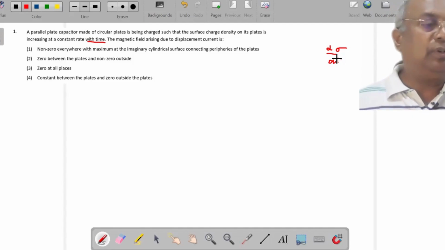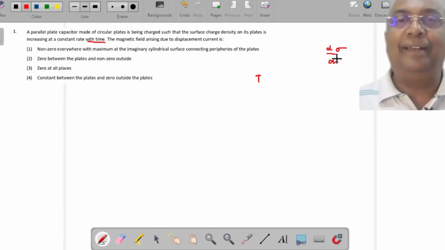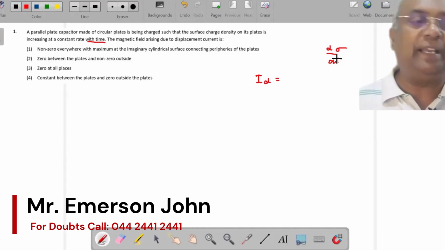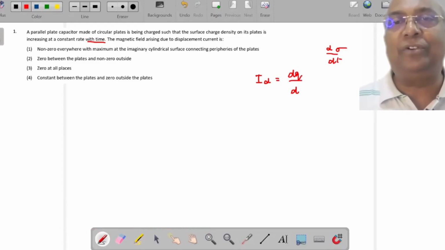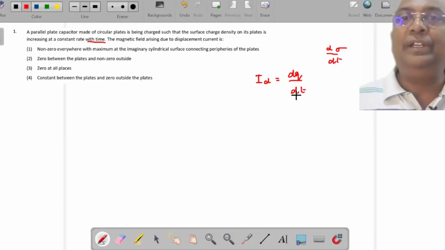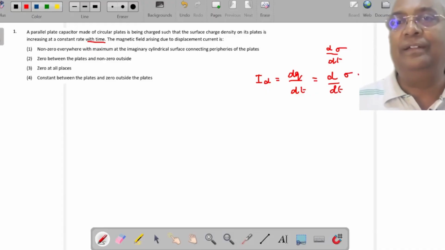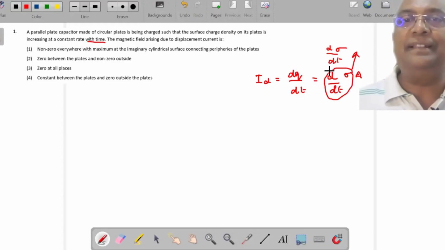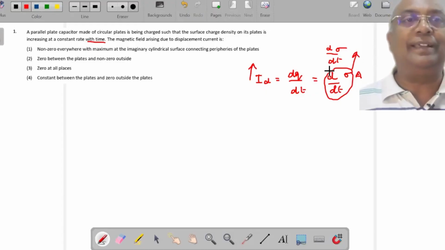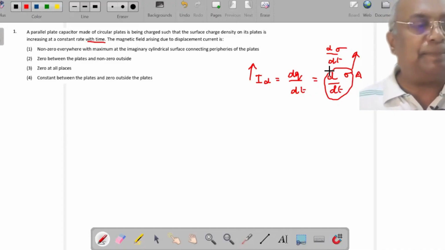We know the formula to calculate the displacement current. We can write that the rate of flow of charge, which is the conduction current, is equal to the displacement current. We know dQ/dt, where Q equals sigma into A. Sigma into A increases, that means d sigma by dt increases, that means the displacement current also increases. That we have got, the displacement current.